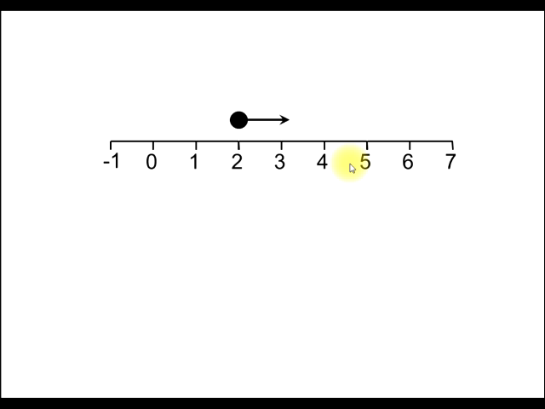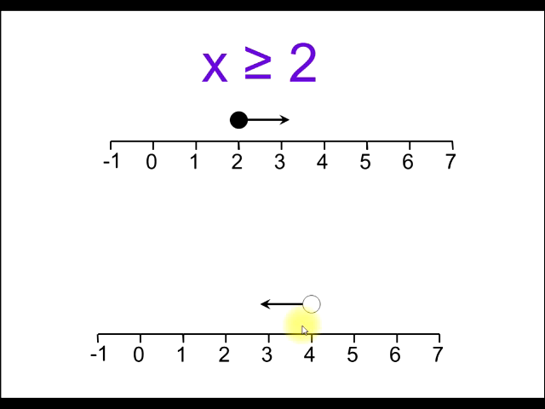So this one, we can see it's coloured in, so we know it's going to be including the 2, and it's pointing to the numbers that are greater than 2. So we'd say that x, or n, whatever letter you want, is greater than or equal to 2. This one is not including the 4, and it's pointing to the numbers less than 4. So this one is x is less than 4.